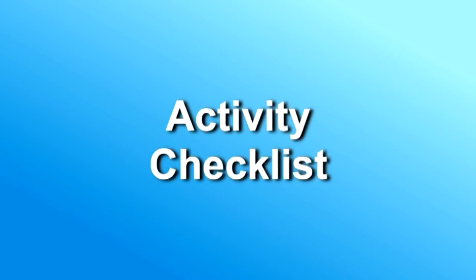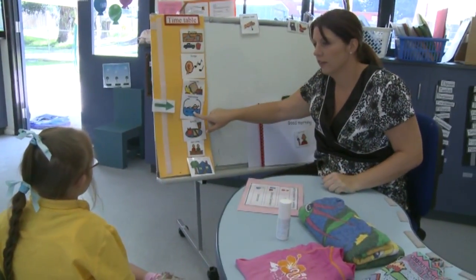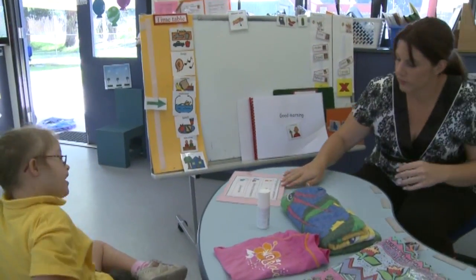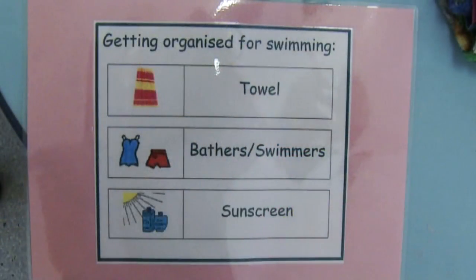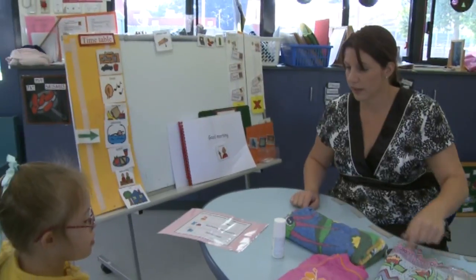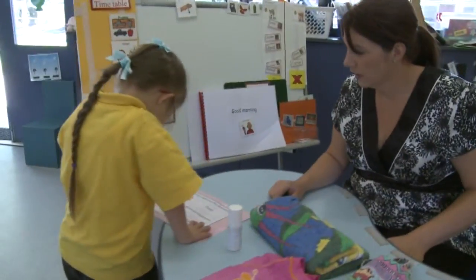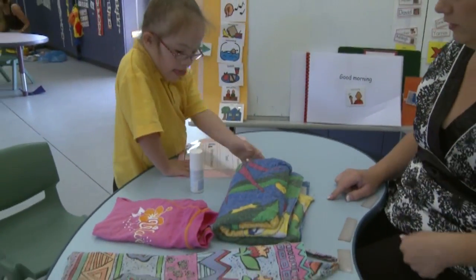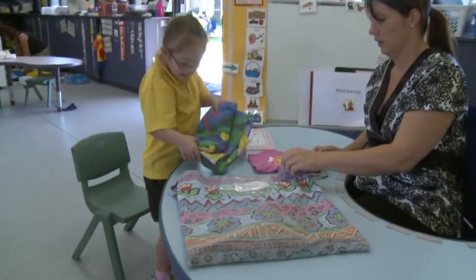Activity checklist. After morning tea, it's going to be swimming. And when we get ready for swimming, we need to find our towel, our bathers, and our sunscreen, and we need to put it in our bag. An activity checklist is a visual system that identifies the materials or items needed to carry out an activity. Now, where's your towel on here? Now you need to pop it in your bag. Can you pop it in your bag?